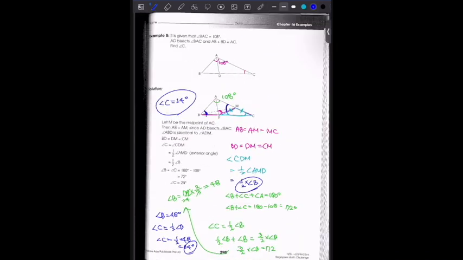So this problem is a really tricky one because it involves multiple steps, but with practice, I'm sure that you guys can get used to this.